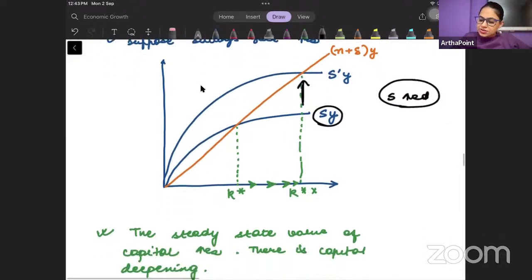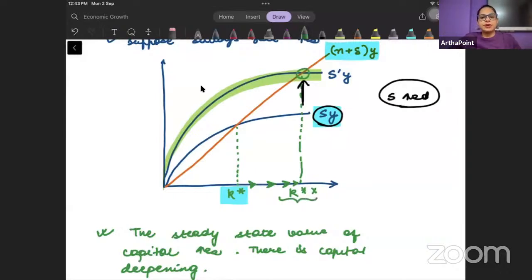Now what happens is that initially my steady state was achieved where this curve was intersecting this curve, and hence the steady state level of capital was K star, right? Now since this curve has shifted upwards, we notice that the new steady state comes here, and this will be the new steady state level of capital.